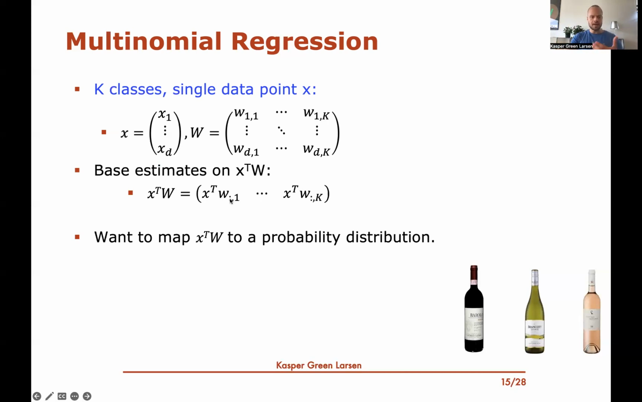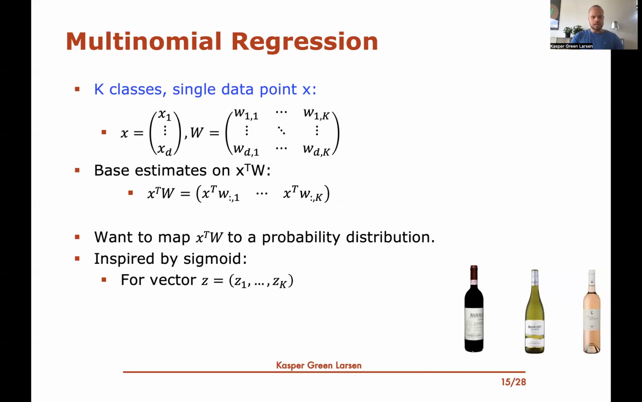So somehow we need to find a way to turn this row vector into a distribution over the K classes. And this is where we introduce the softmax function, which is inspired by the sigmoid. So in general, if I have a vector θ of K entries, then we define the softmax of θ as a new vector that has probabilities. So all the entries lie between 0 and 1, and they sum to 1.